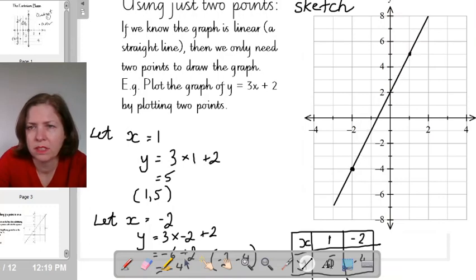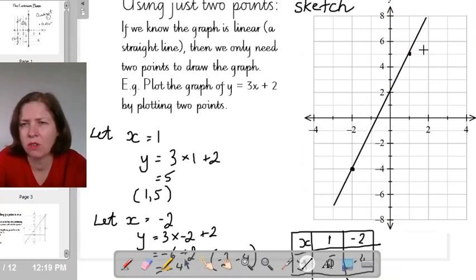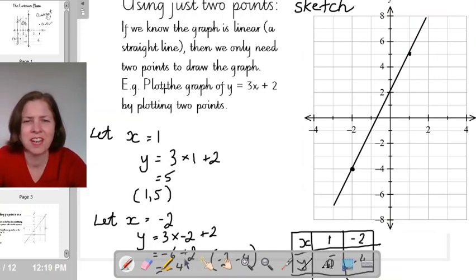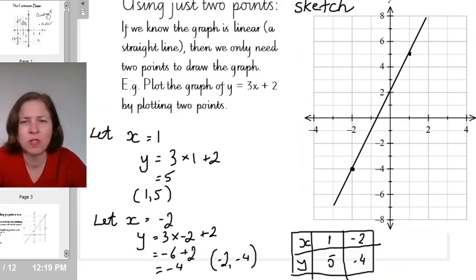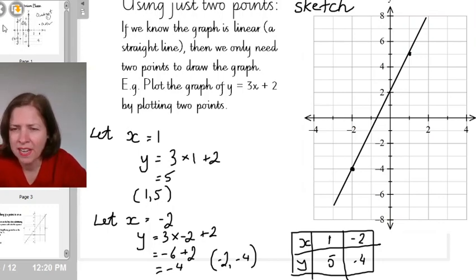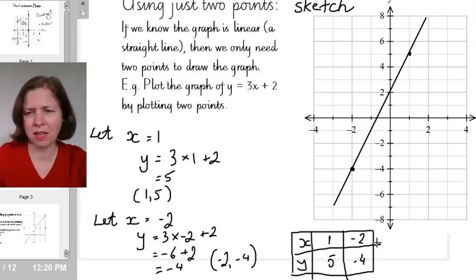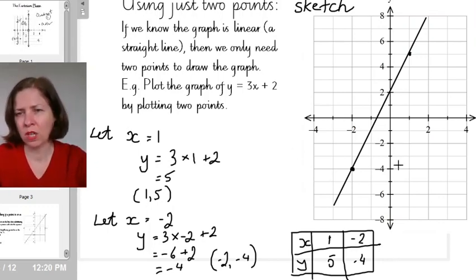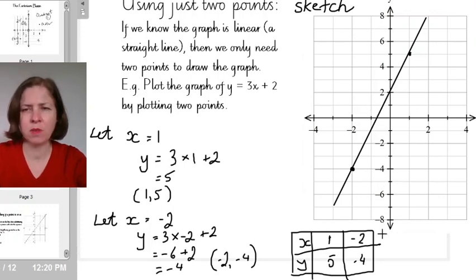Here we go. Beautiful. Oh, it moved at the last minute. That'll do. That will have to do. There is my line. With a ruler, always. Always with a ruler. I don't care about your table of values being wonky. Your lines and your axes have to be wonky.